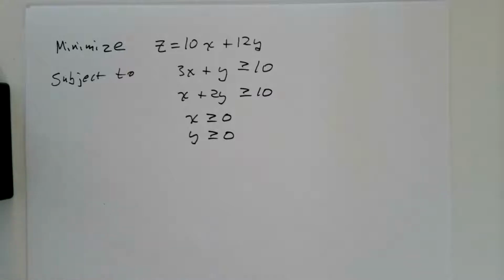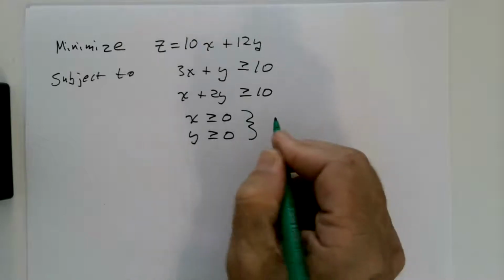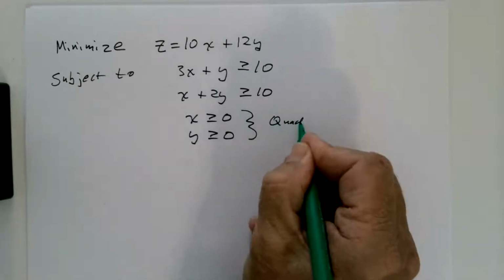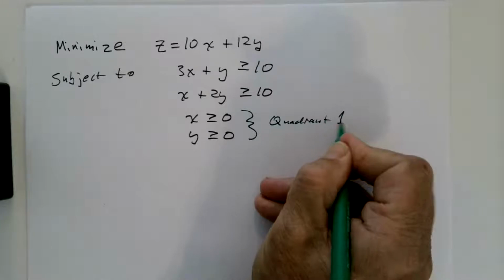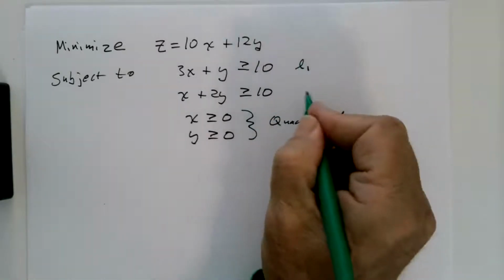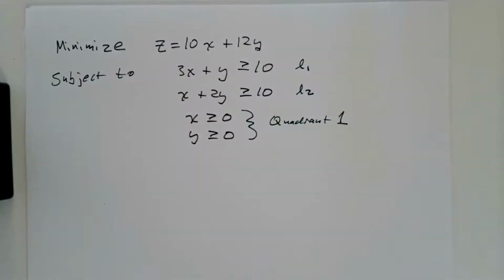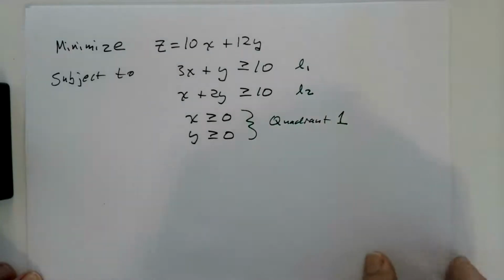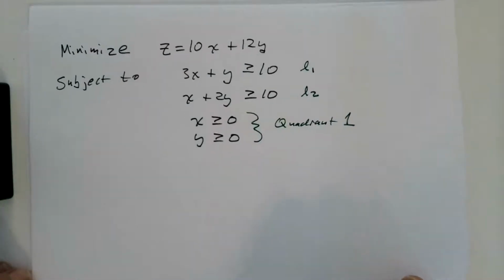And as before, x greater or equal 0, y greater or equal 0 tells me that this restricts everything to quadrant 1. So this will be defining line 1. This will be defining line 2. Let's go ahead and graph those two. Let's find our feasible region, check for the corner points, and then test the corner points to see which one gives us the minimum value for 10x plus 12y. So we're starting with 3x plus y greater or equal to 10.